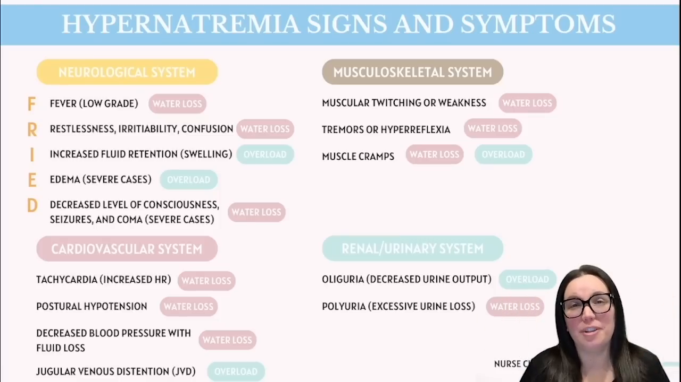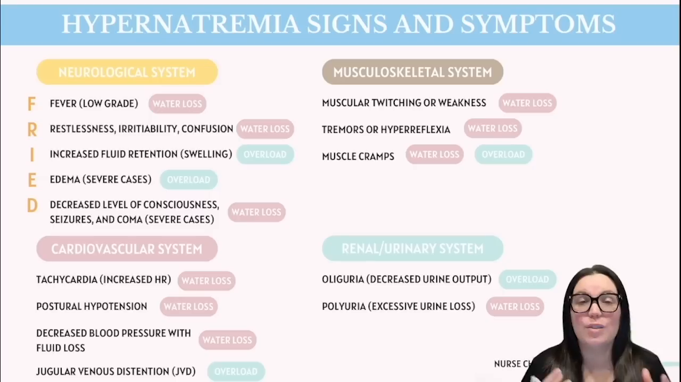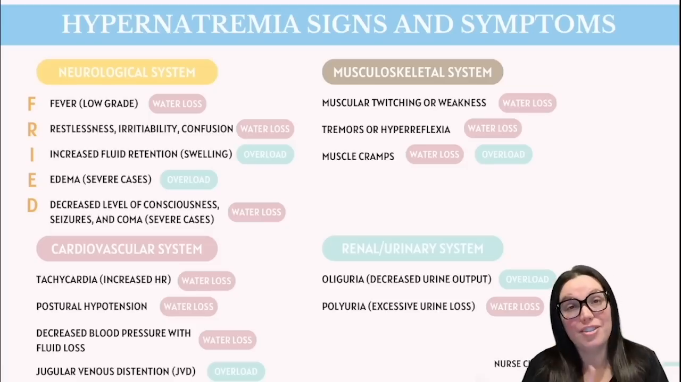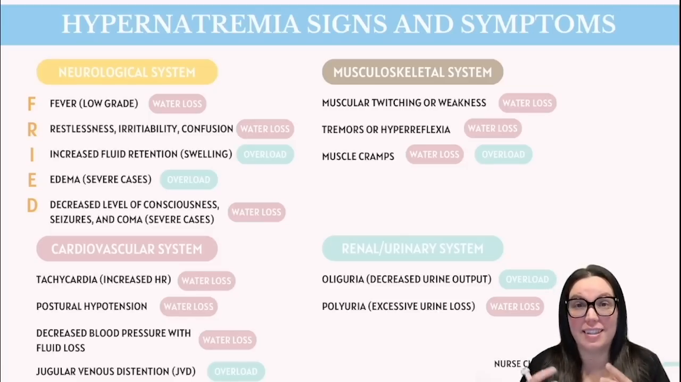And then we have D, which stands for decreased level of consciousness. You can even see seizures as well as coma if hypernatremia gets really severe, especially in water loss cases. So the brain cells are going to shrink enough to cause serious problems, and you could potentially see somebody go into seizures and coma depending on how severe that is. But here's the deal. If you have a patient that is experiencing seizures, decreased LOC, or even coma, that means we've missed something along the way. There should have been some early signs prior to them experiencing this.